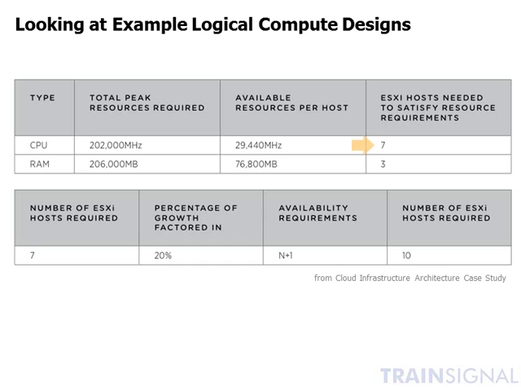In this particular case, the higher of the two numbers is selected because, even though we can get by with only 3 hosts for RAM, we would not be able to satisfy the CPU requirements. So we have to go with the 7 hosts required to satisfy CPU requirements.